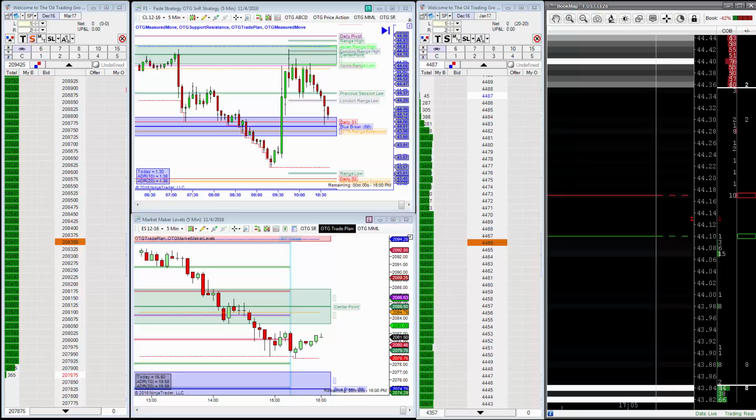But really what we did is we spent a lot of time talking about just how important it is, when you get into these opportunities, to have small, relatively small stops. We're talking, you know, 8, 10, 12 tick stops.